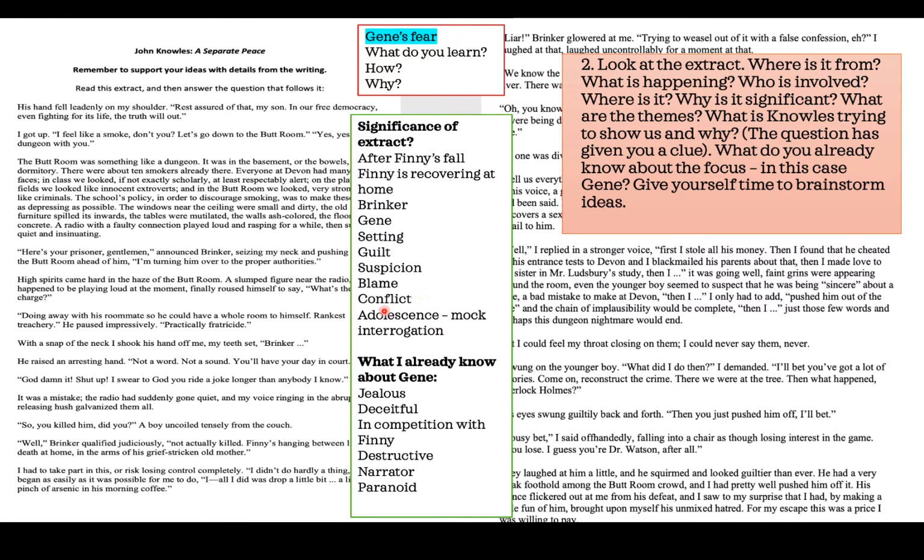We also have this theme of adolescence. They are still teenagers, and we have this idea of a mock interrogation, which actually is taken a little bit further later on in the novel with the mock trial.